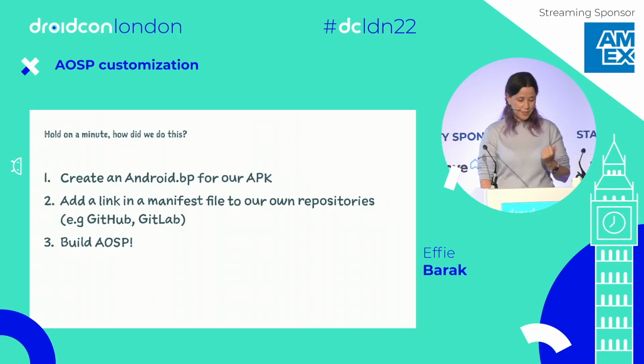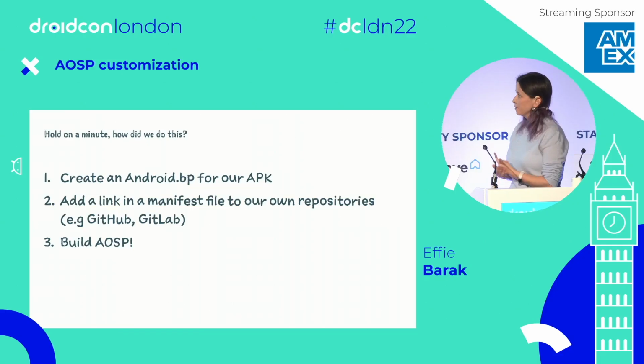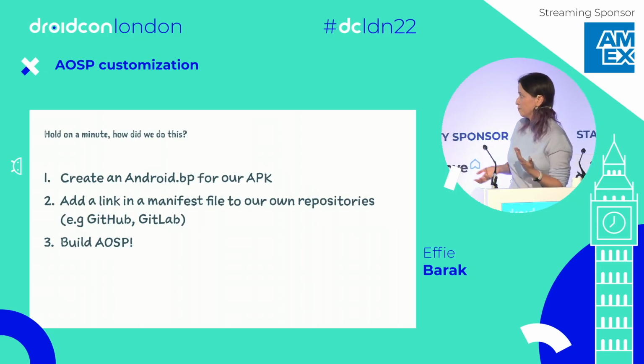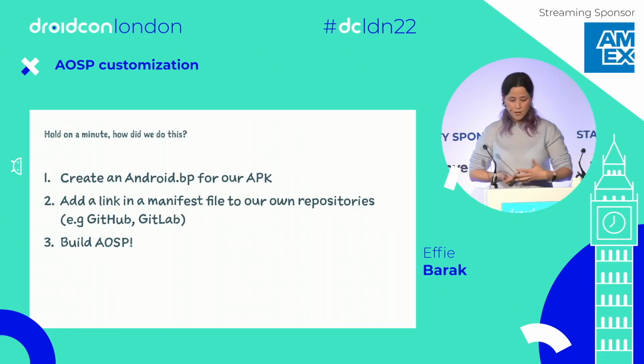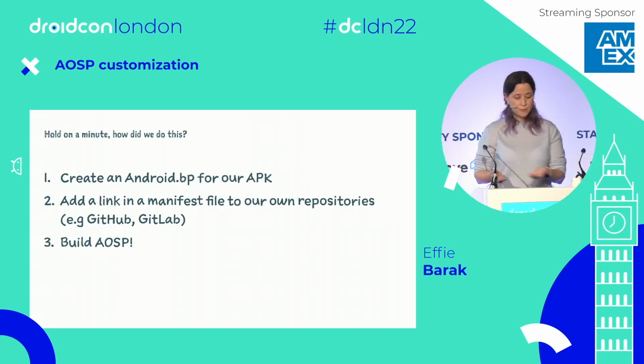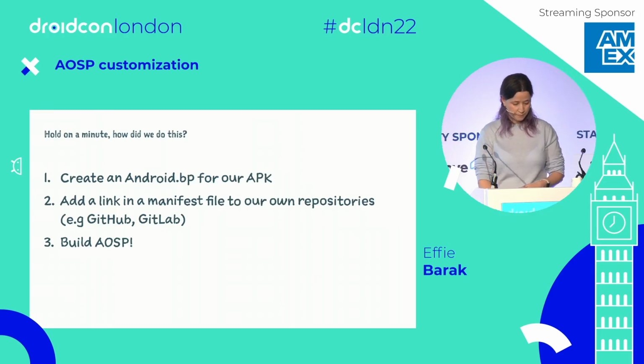We need an Android BP for our APK. Now we also need maybe to track this. We need this app to come from somewhere, maybe our own repositories. And then when we build AOSP, we have both the APK that came from somewhere else, even from GitHub in that instance, and we have this BP that tells us what to do with this APK, how to refer to it, how to sign it, how to use it. And we build AOSP with our own APK already embedded in it from the start.